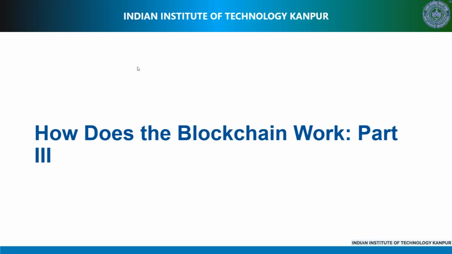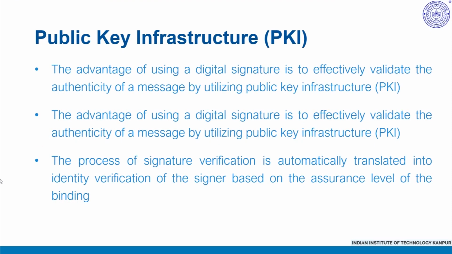In this video, we'll discuss two very important components of blockchain, that is public key infrastructure and consensus mechanism. Let us start the discussion with public key infrastructure, or public keys that act as pseudonyms. The advantage of using a digital signature is to effectively validate the authenticity of a message by utilizing public key infrastructure, such that the writer of the message signs it with her private key before sending it out. The recipient of this signed message can use the sender's public key to prove the validity of the message.